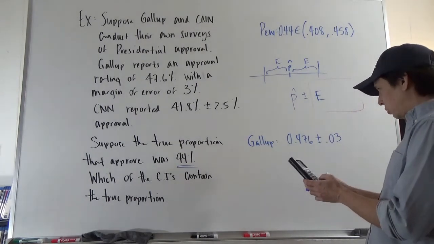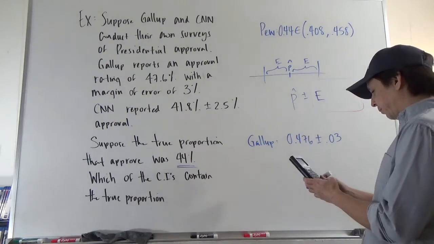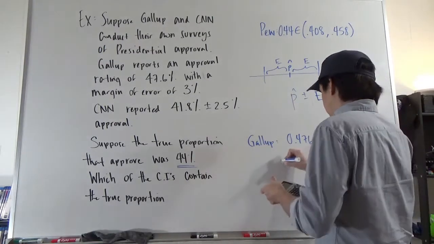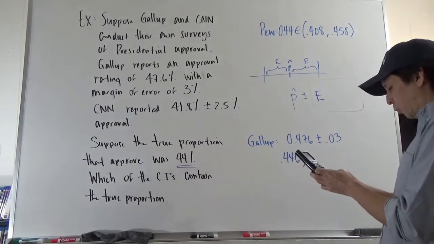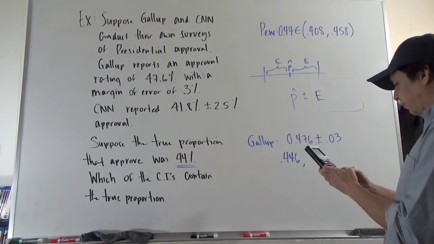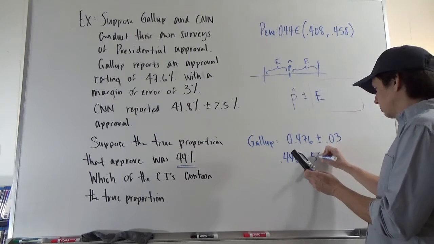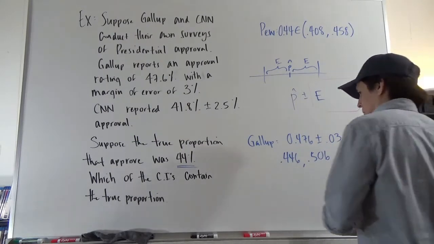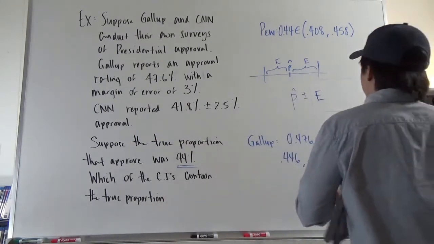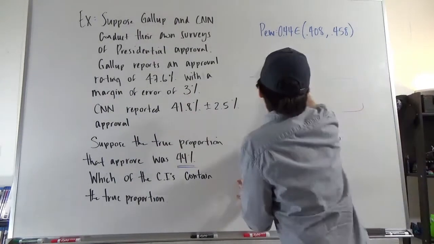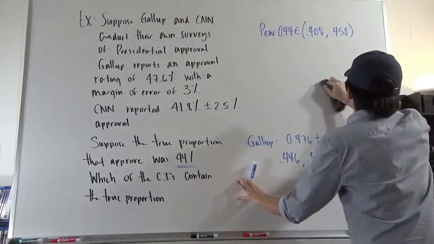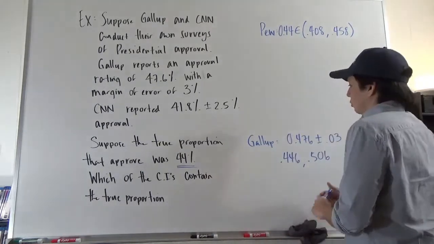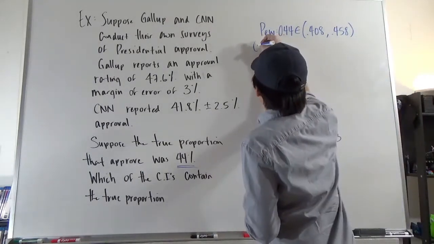0.476 minus 0.03. 0.476 plus 0.03. Okay, sorry, this is all just side work and a rushed explanation. But I need this room to put Gallup's result.